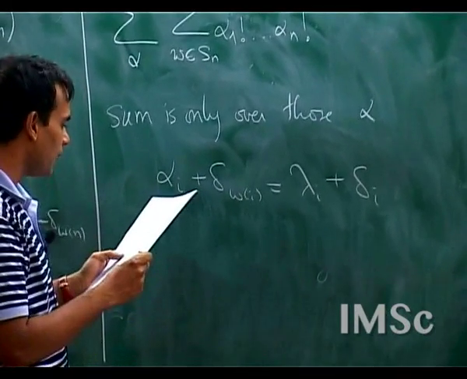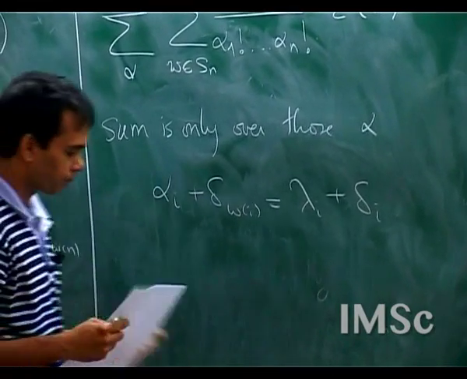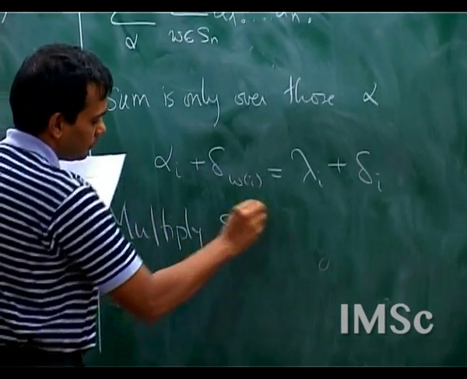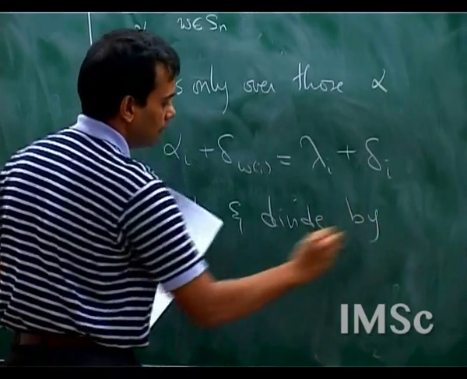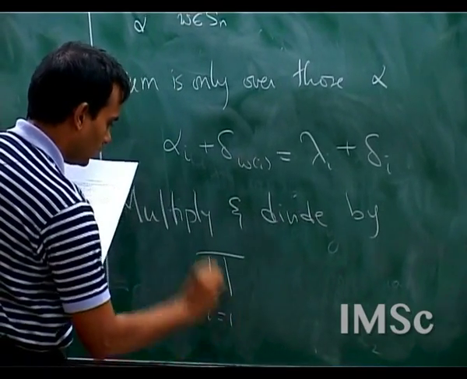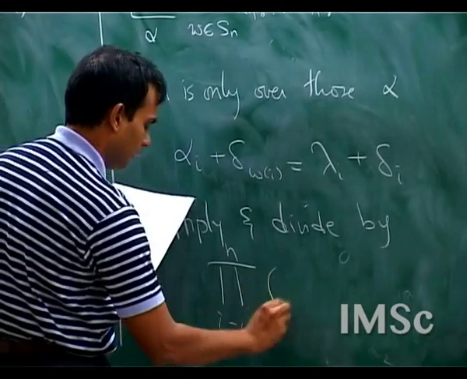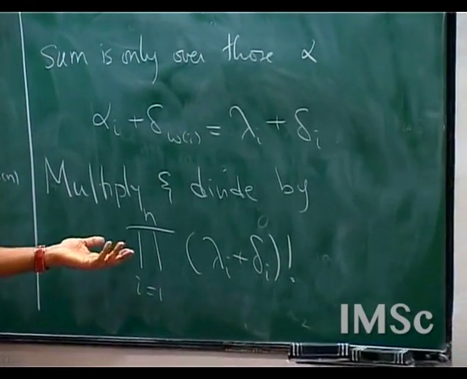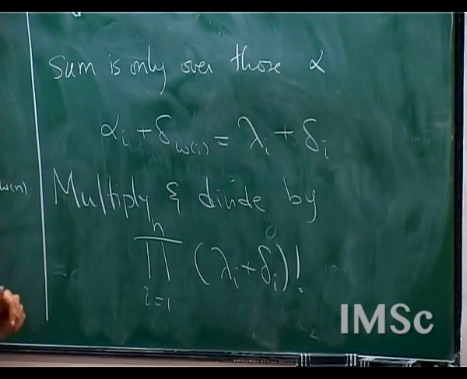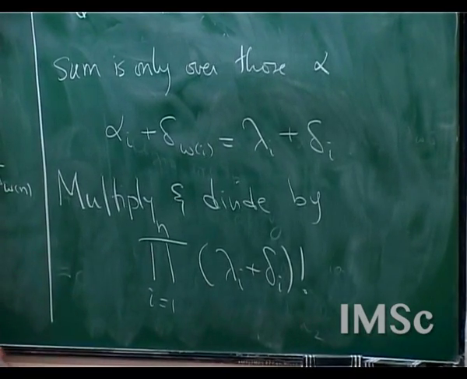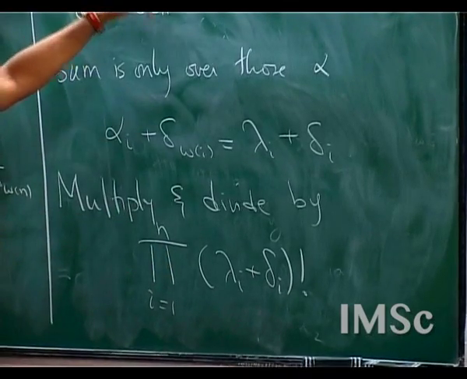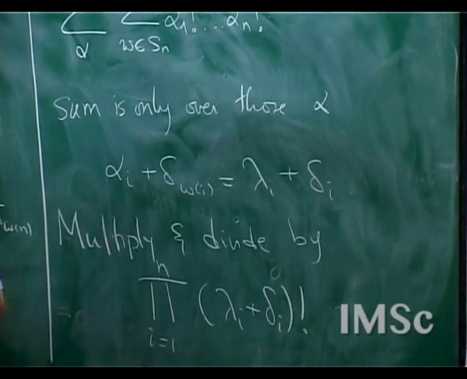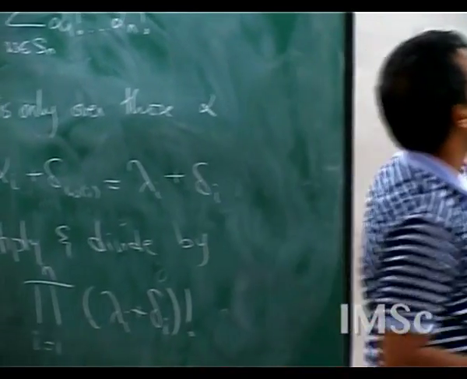And what you do is you multiply and divide this by a certain factor, the product i goes from 1 to n, lambda i plus delta i factorial. This is a factor that appears in the denominator of the hook length formula. So we'll introduce it here. But the nice thing about this is that when we see what cancellations occur between these things and these things, we get nice expressions which then will allow us to interpret things in terms of hook lengths.